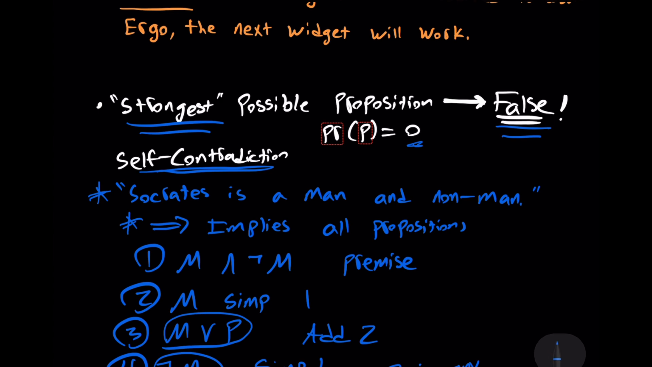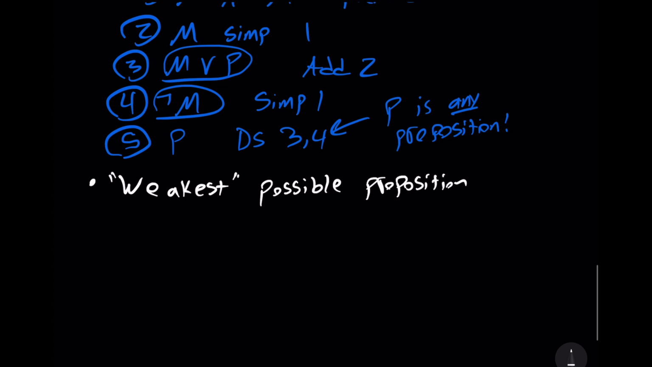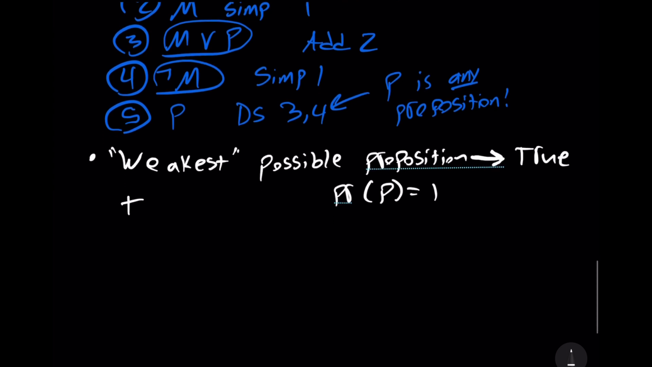In contrast, if we think about the weakest possible proposition, we're going to get a probability of that proposition as 100%. It's going to be something that is necessarily true. But it's only necessarily true in the sense that it's a tautology. It's trivially true. So here we're dealing with tautologies.